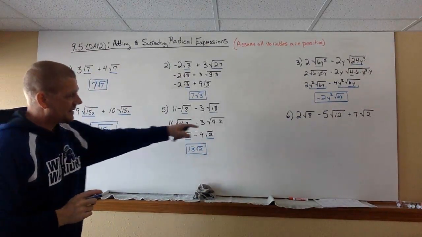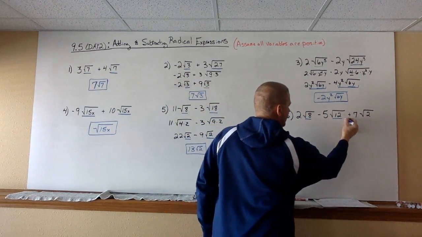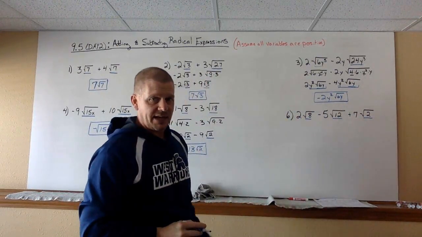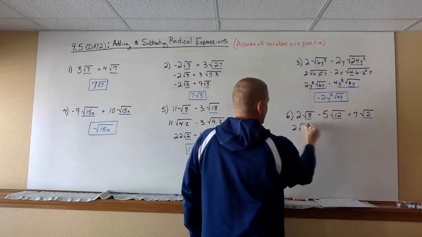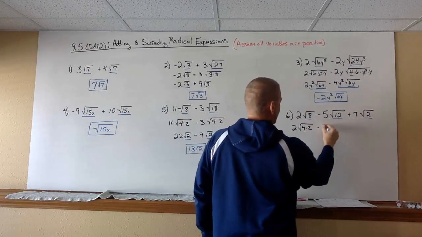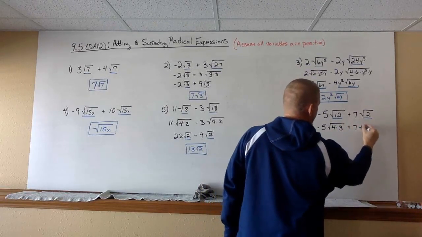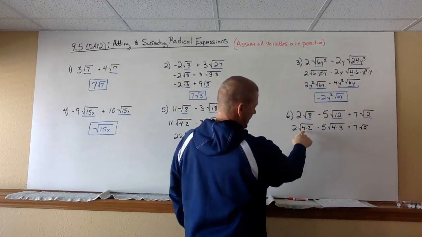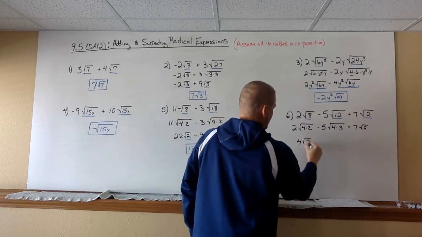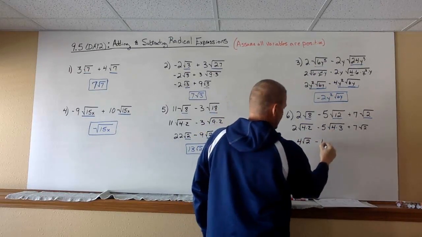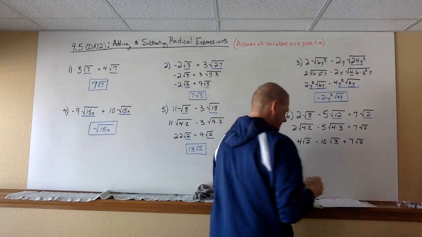Okay. Last one, number 6. It doesn't matter how many roots there are. Makes no difference. When I'm looking at my roots, check it out. None of them are the same, so I can't add any of them together. So I'm going to try to simplify all of them. So this is going to be 2, 4 times 2 minus 5, 4 times 3 plus 7, and that's just a square root of 2. There's nothing I can do with that one. So I know this perfect square root of 4 is out, so it's 2. So this is 4 square root 2. This 2 comes out, minus 10 square root of 3 plus 7 square roots of 2.